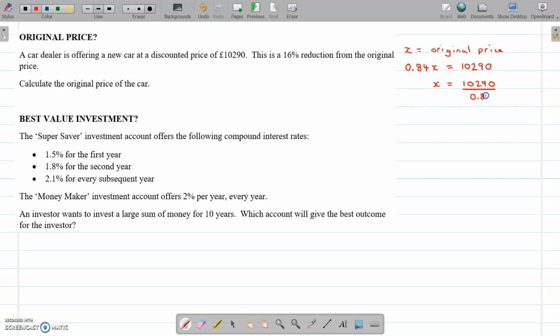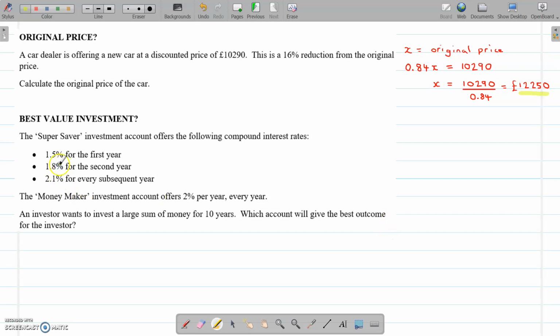And if you put that on the calculator, you get 12,250 exactly, and it's money, so £12,250, and that's the answer to the question. These answers are often exact numbers, like that.